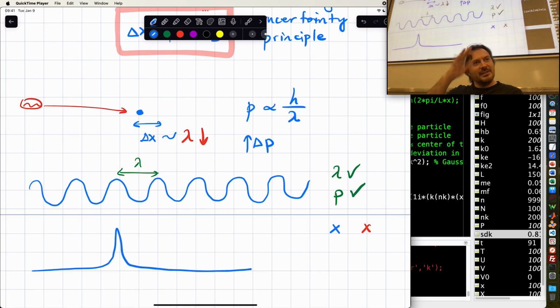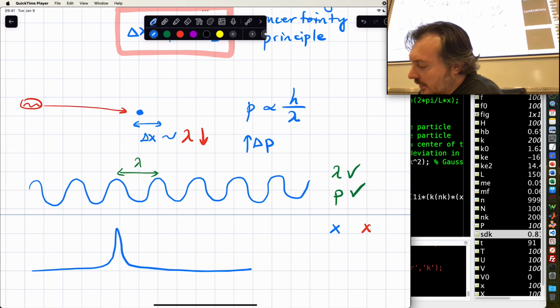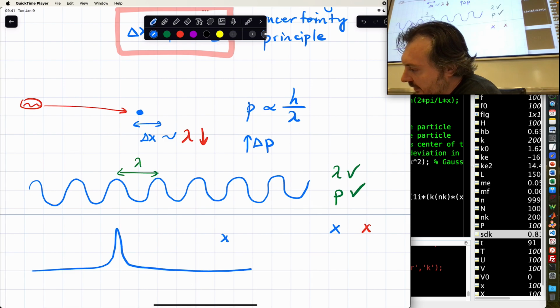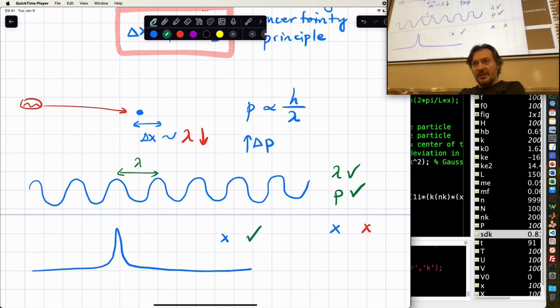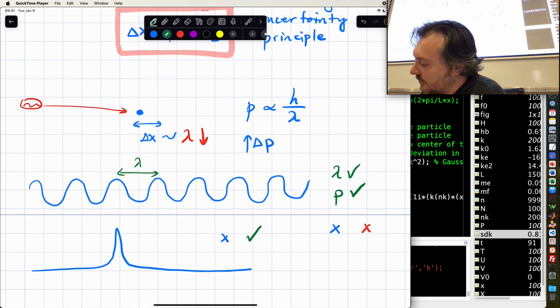No, not even direct delta, but just this much. So now you know where x is. So x gets a green tick. Now you know where it is, right? More or less. But you cannot fit it to any kind of wave, right? So you lose the information of p.